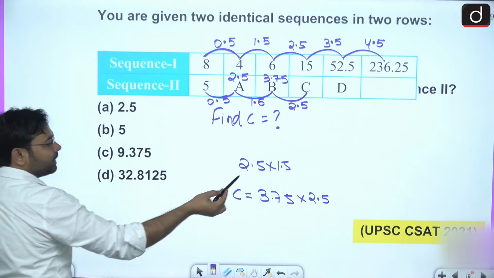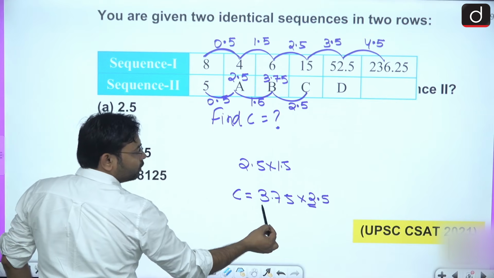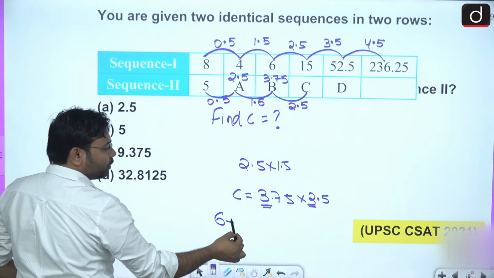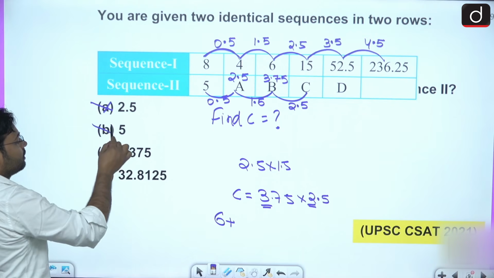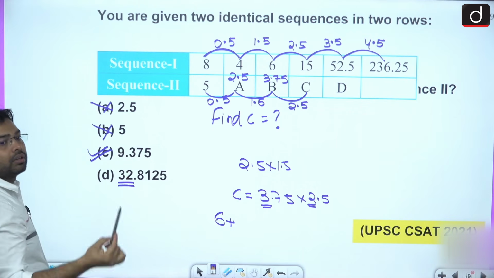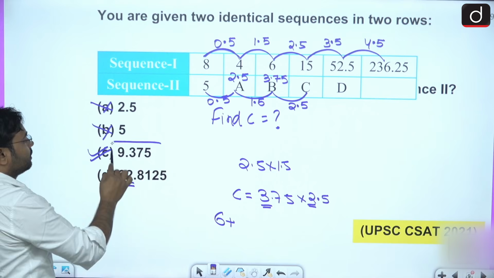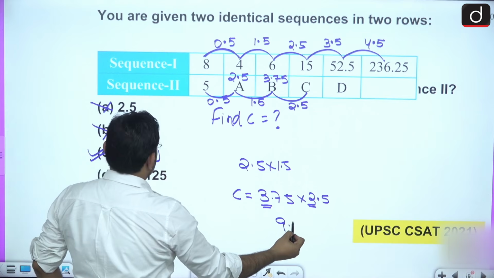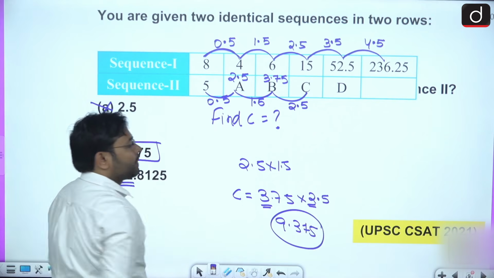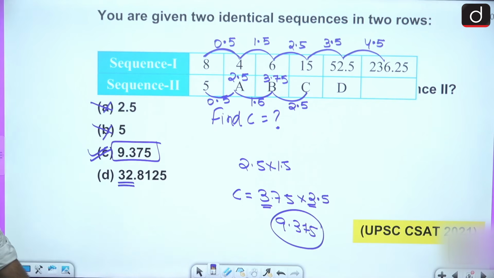Now focus on this. You need not do the multiplication here. This is 3 into 2. So the answer should be more than 6. But if you want D, then you will do 9.375 into 3.5. Put it.